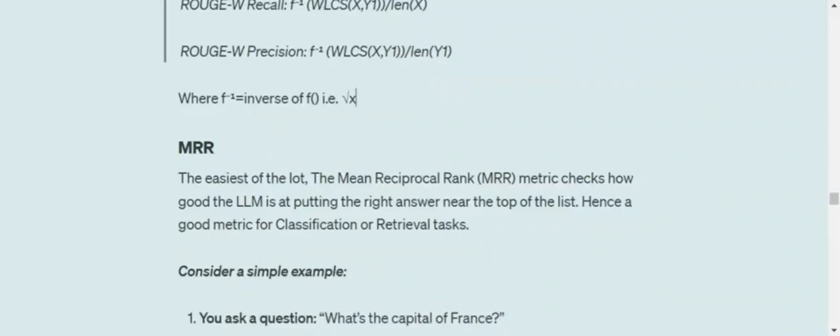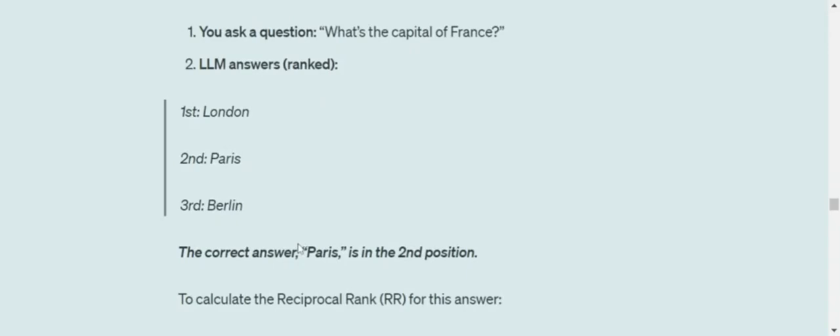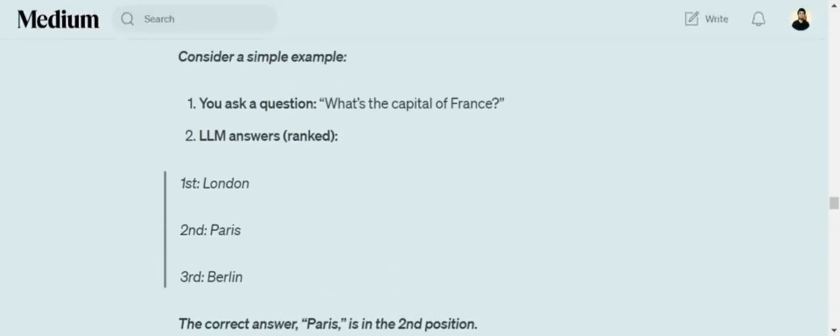Now we will be talking about a very interesting metric for LLM evaluation, that is the mean reciprocal rank, MRR, which checks how good the LLM is at putting the right answer near the top of the list. Basically, you can take it as ranking, a good metric for classification or retrieval tasks. The metric is quite easy to understand.